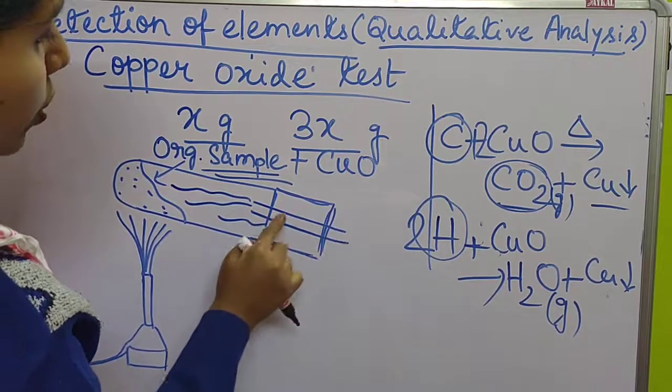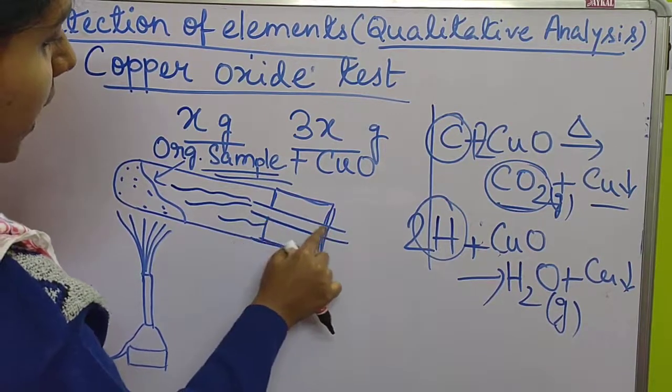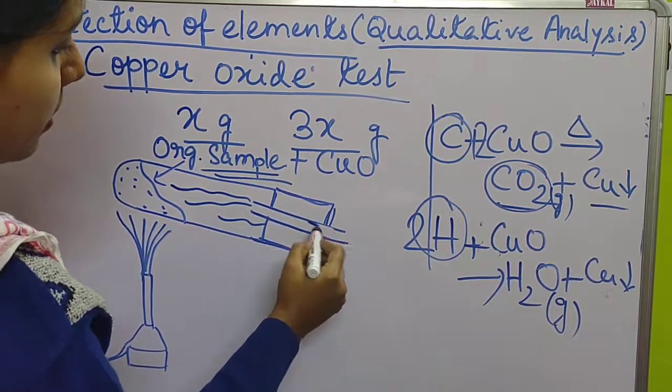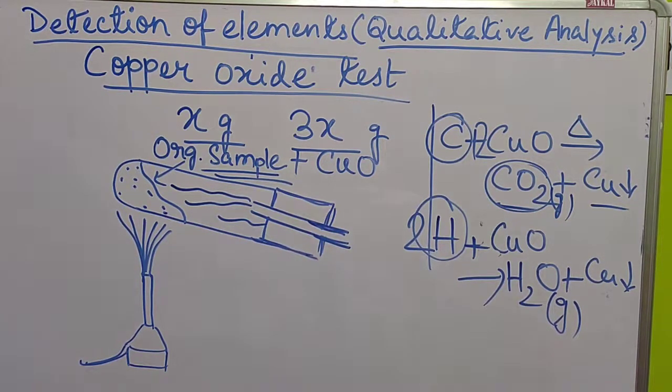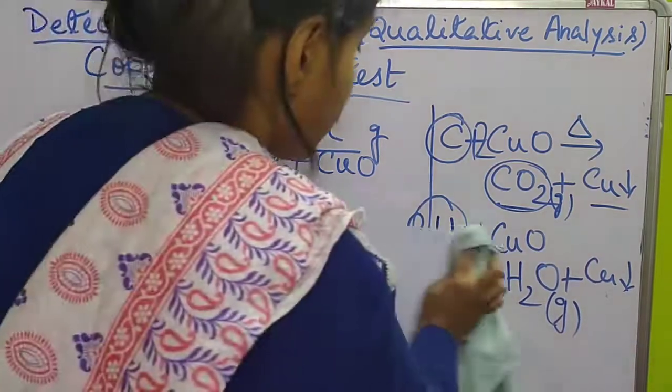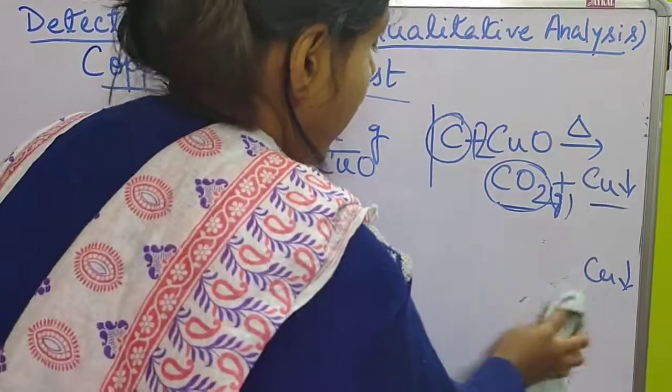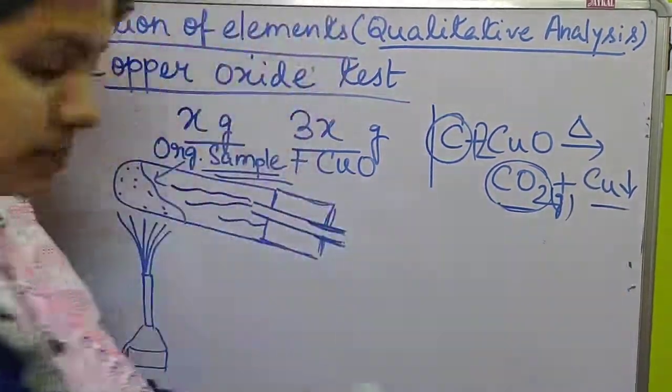For the evolution of the gas, there is a tube present here. First of all, the tube is connected with a bulb containing anhydrous copper sulfate.